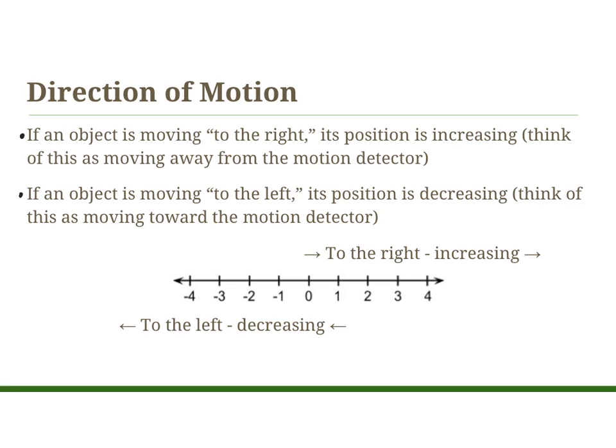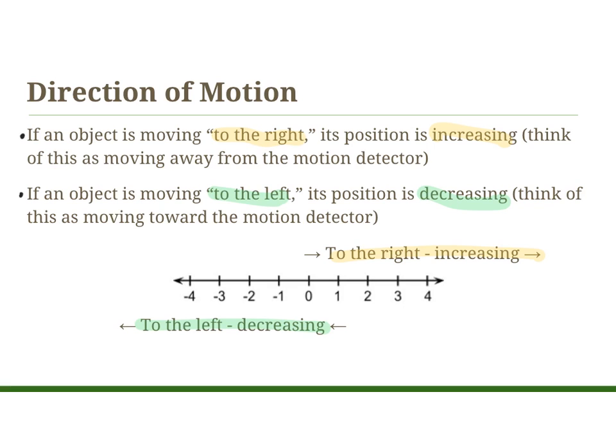So like we discussed yesterday, if an object is moving to the right, its position is increasing, and I want you to think of it as moving away from the motion detector like I demonstrated yesterday. And if the object is moving to the left, its position is decreasing, and I want you to think of this as moving towards the motion detector. The number line below is the best way I could come up with to help you see that. If we're going to the right, we are increasing on our number line, and if we're going to the left, we are decreasing.